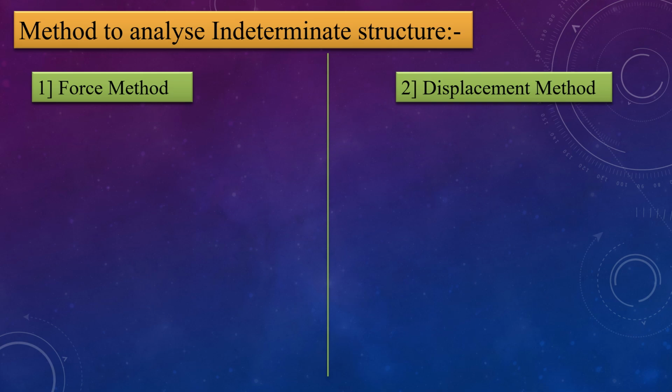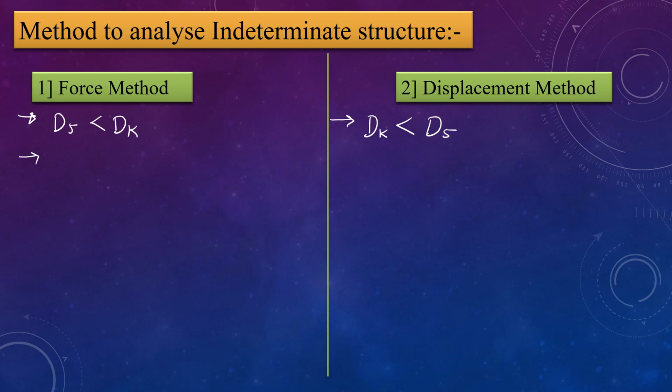Methods to analyze an indeterminate structure. There are two methods. The first one is the force method and the second is the displacement method. In case of the force method, the degree of static indeterminacy is less than the degree of kinematic indeterminacy. But in case of the displacement method, the degree of kinematic indeterminacy is less than the degree of static indeterminacy. This is the major difference between the two methods.